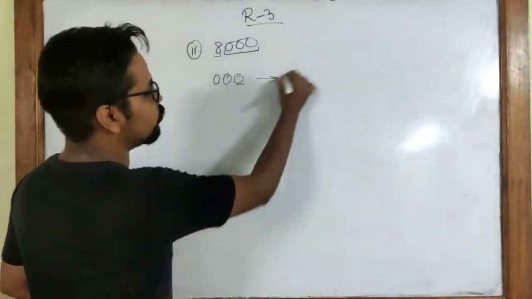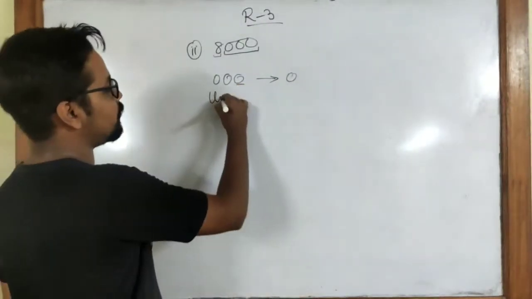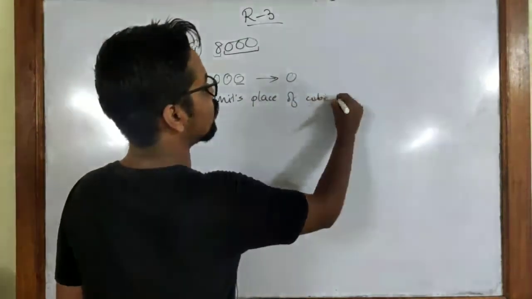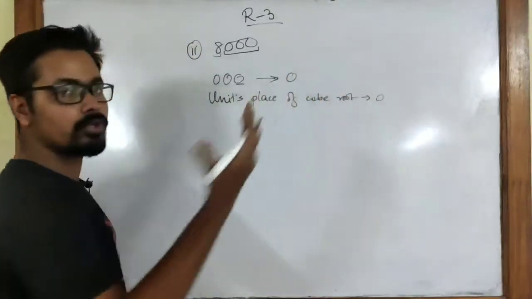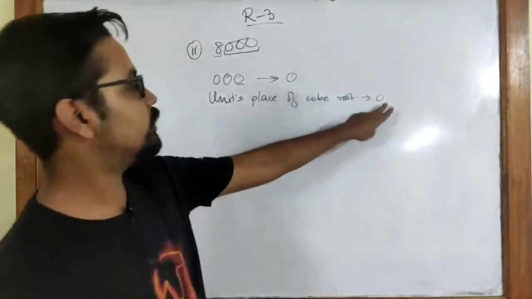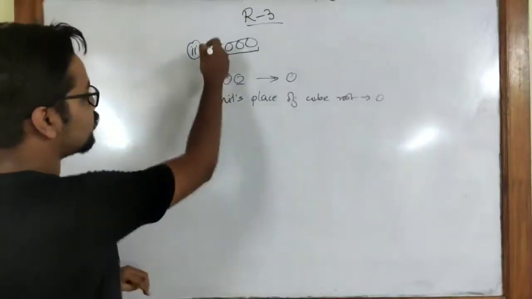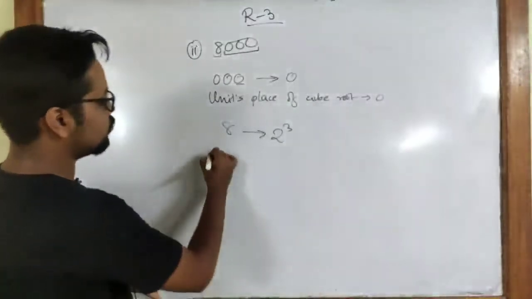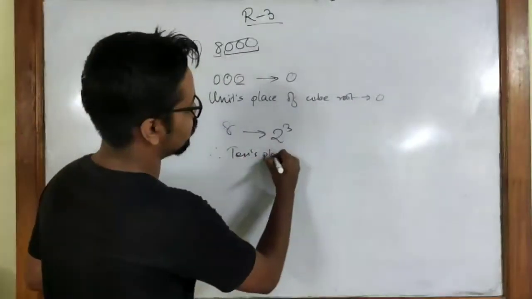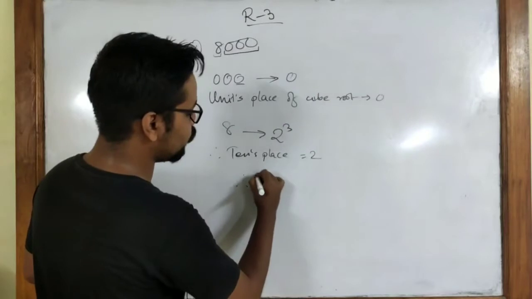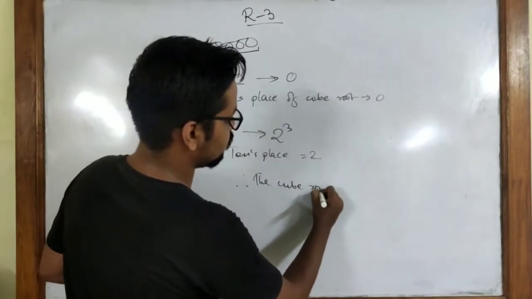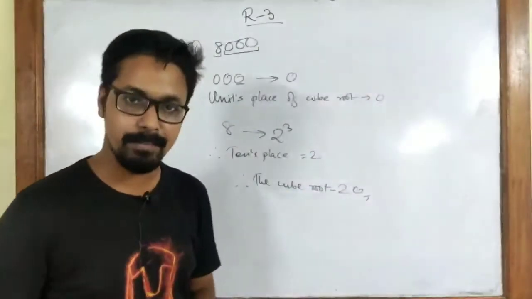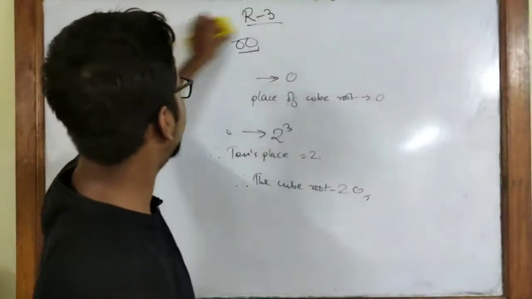Ones place is 0. Therefore, the units place should be the units place of the cube root, which should be 0, because 0 cube will only give you 0, right? 0 cube is 0. So the units place we have got as 0. Now the next part is 8, and 8 is, we know, 2 cube. So therefore the tens place will be 2. So the cube root will be 2 and 0, that is 20. Tens place, ones place, 20. Okay, simple.